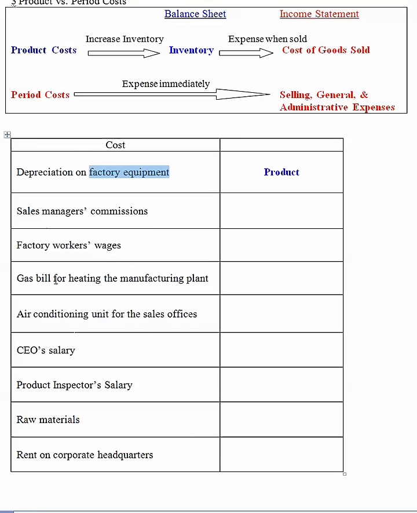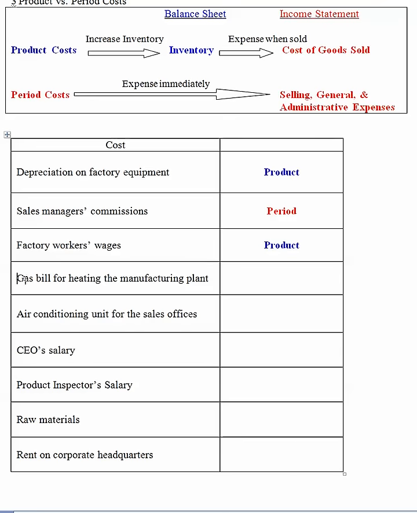The next one, sales managers' commissions. In fact, anything related to the sales department is a period cost. It's one of these selling, general, and administrative expenses, and it is not considered an asset. It is expensed immediately. Factory workers' wages, those are product costs. That's considered your direct labor, meaning it's costs related to the actual manufacturing of the good.